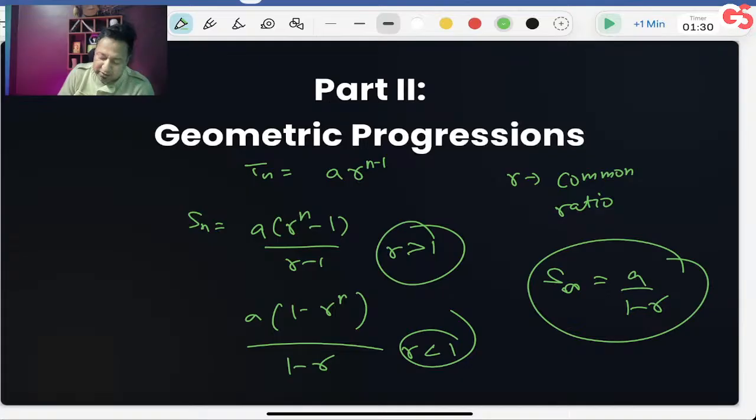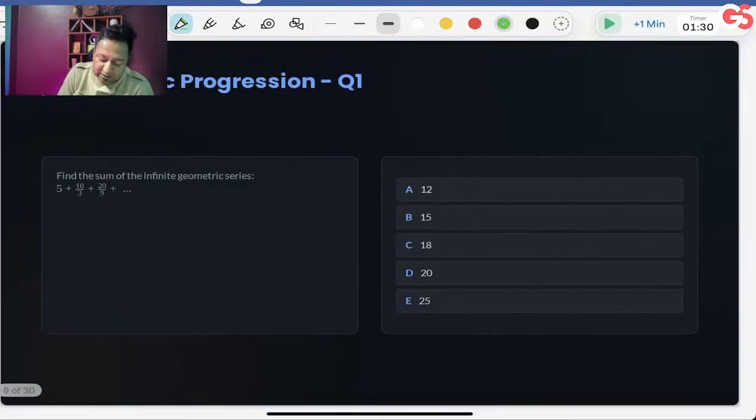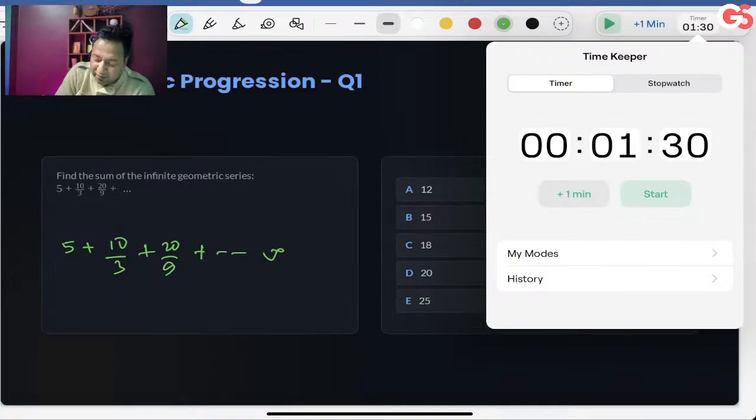That's all. Let's do the questions. Sum of infinite geometric series. Here we have a series: 5 plus 10 by 3 plus 20 by 9, and it's an infinite series. Try solving it. I think I'll give you 2 minutes.